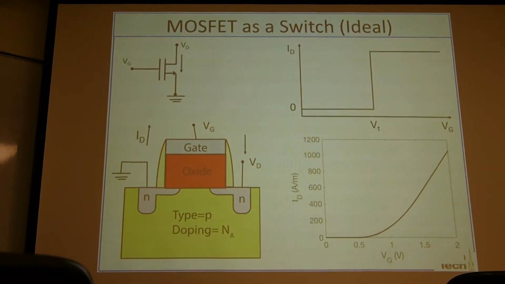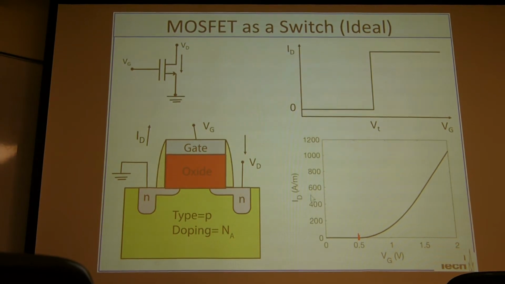But in reality, it's not like this. In reality, this is what we derived before, right? This is the IDVG curve, and here we have a threshold voltage of about 0.5 volts. Above the threshold voltage, it is not abrupt like this ideal case. The current will gradually increase, and we know that this is the saturation region and this is the linear region. This is the IDVG curve we derived before.